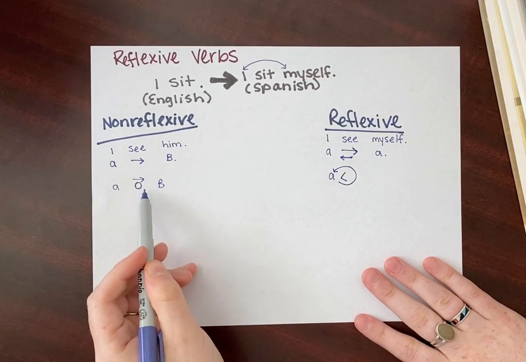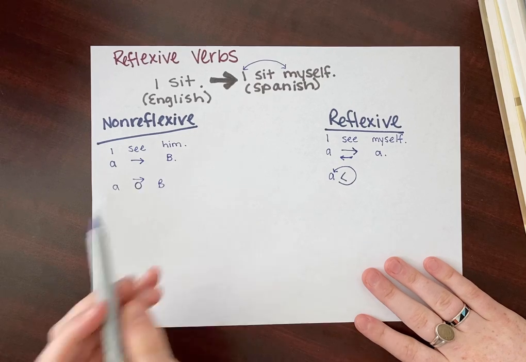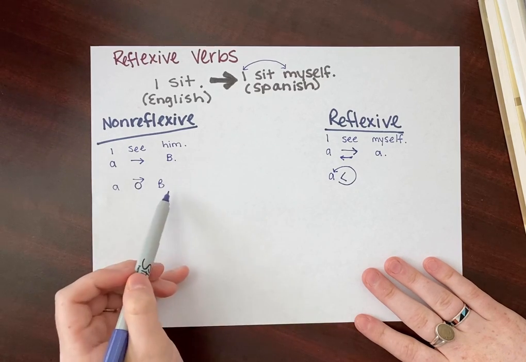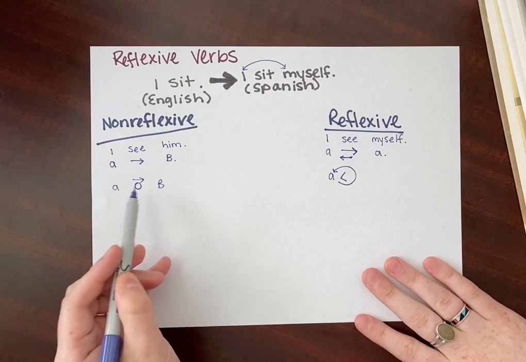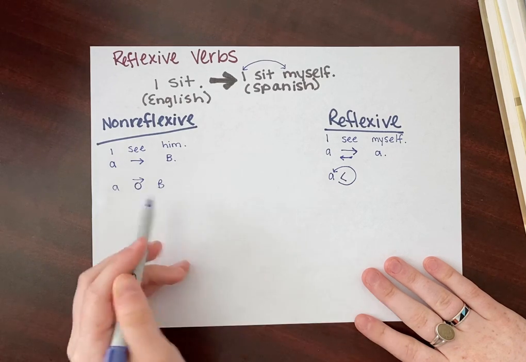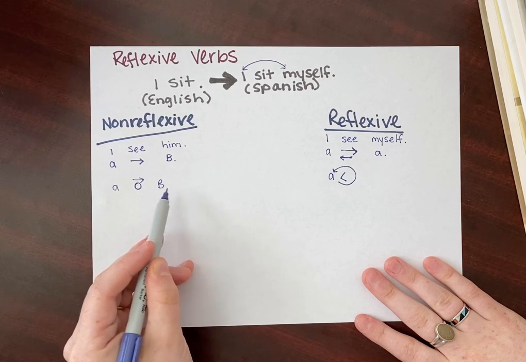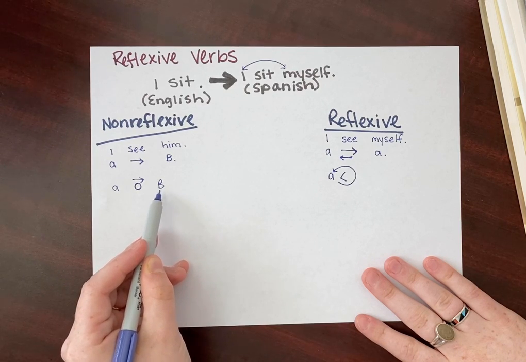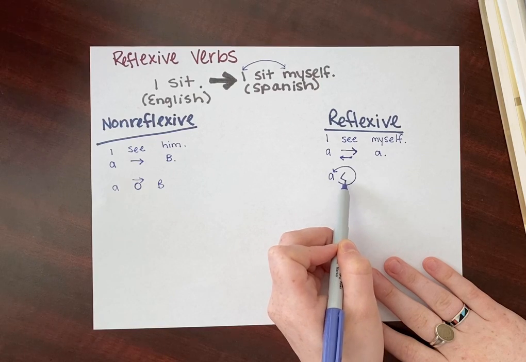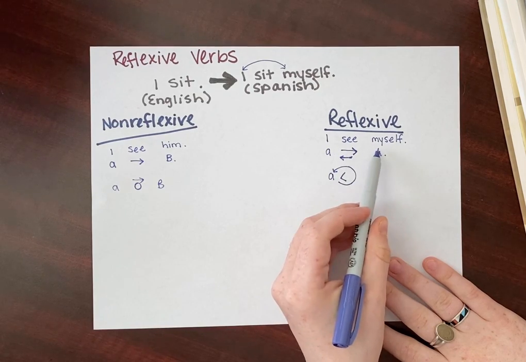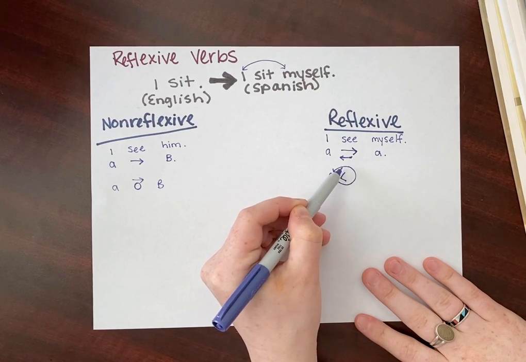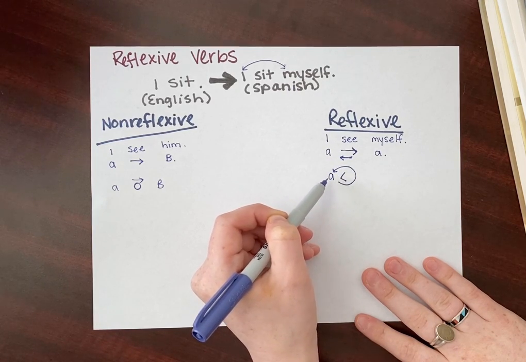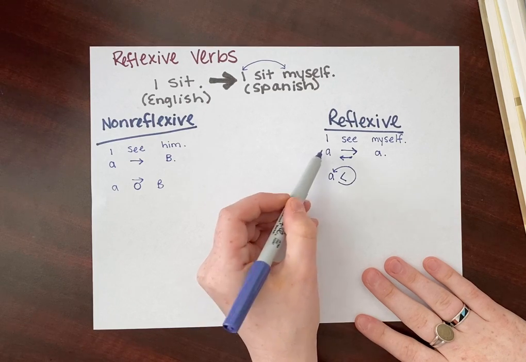So when you are forming sentences, you can look at them and say, okay, am I giving or throwing or doing an action that is to something else other than myself? Or am I doing an action such as "I see myself" or "I sit myself," that ultimately that action leads back to the speaker, to me, the subject.